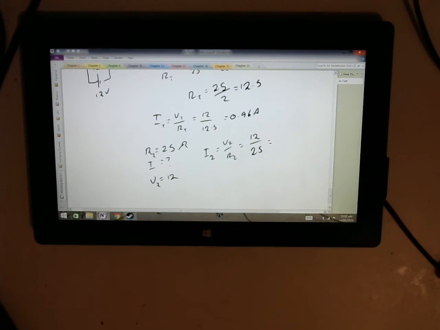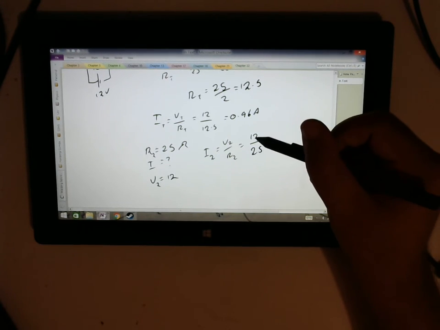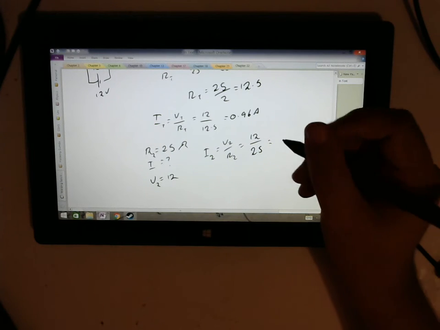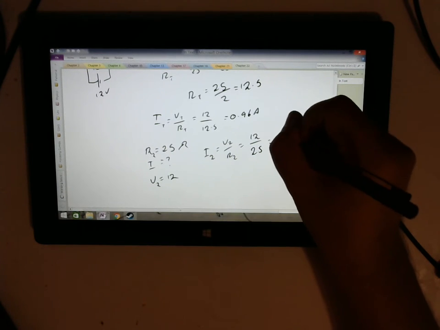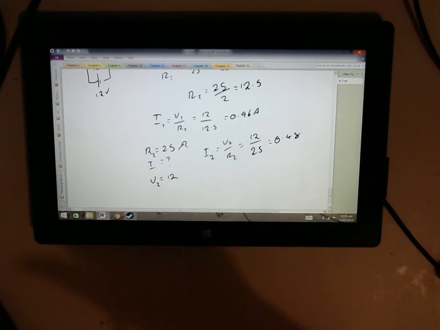Go over to our calculator. 12 divided by 25. While that would be a fraction, we could leave it as such, because there's no common factor between 12 and 25. We do get the answer 0.48, which is what I predicted at the start, 0.48 amps.